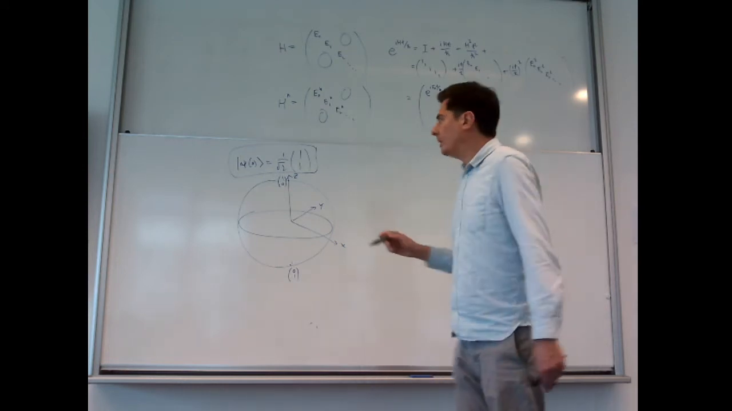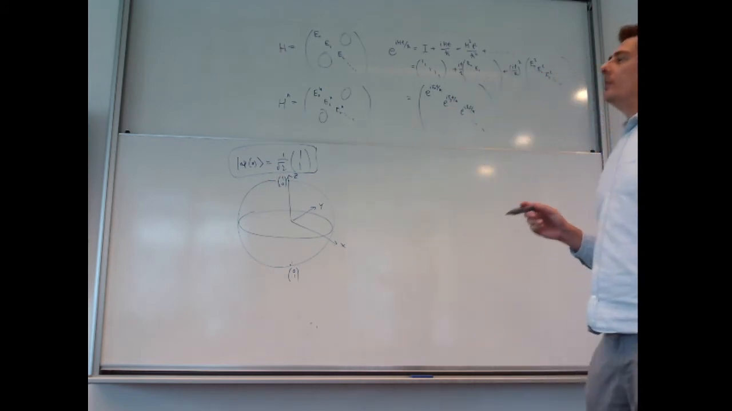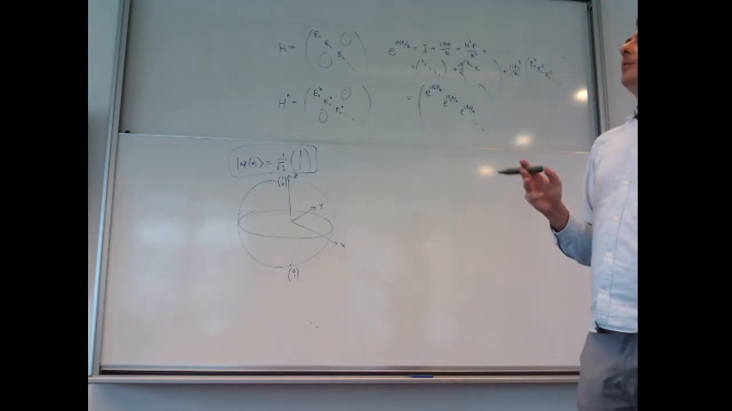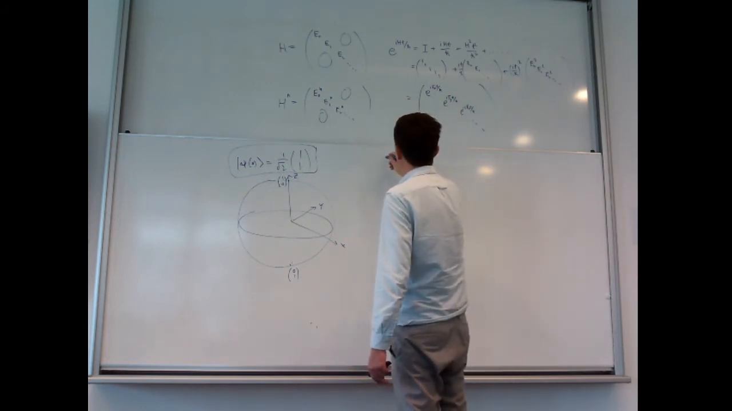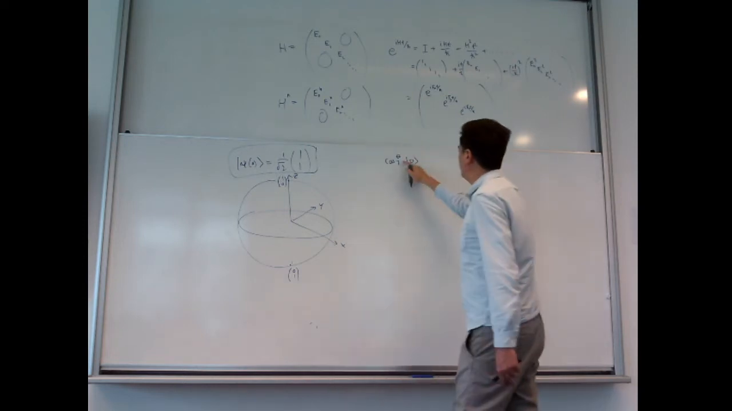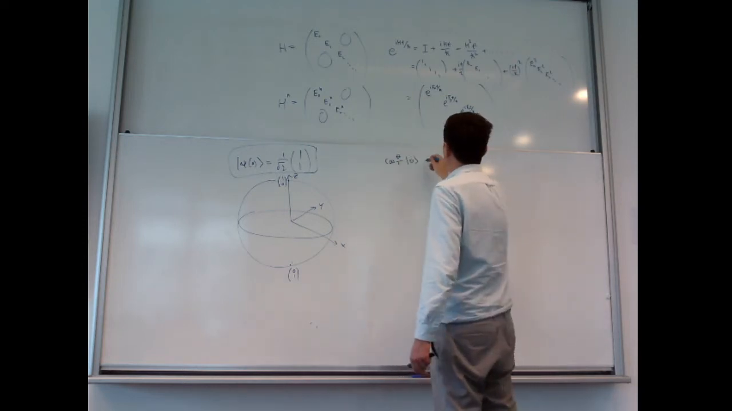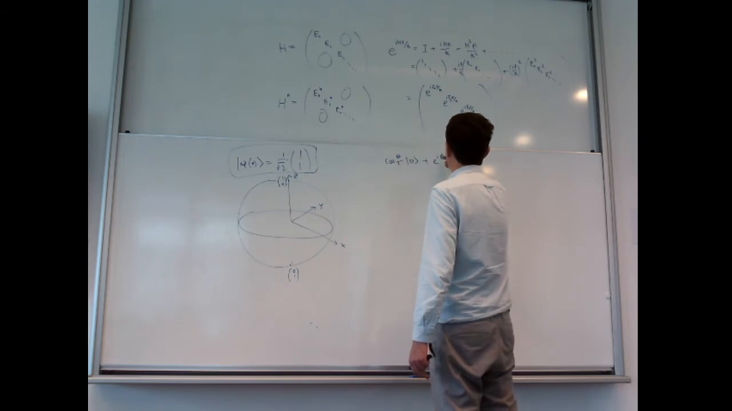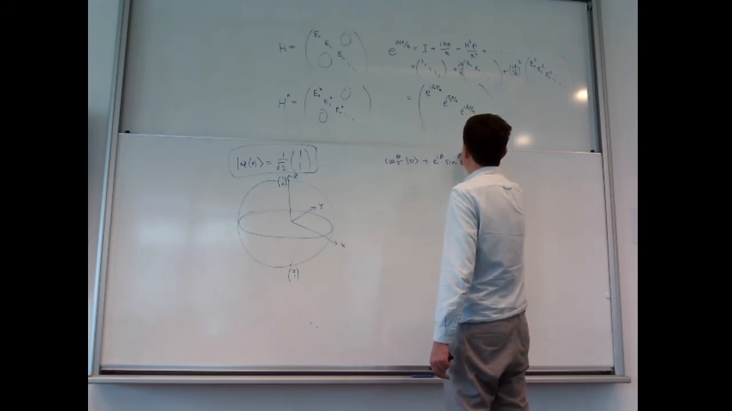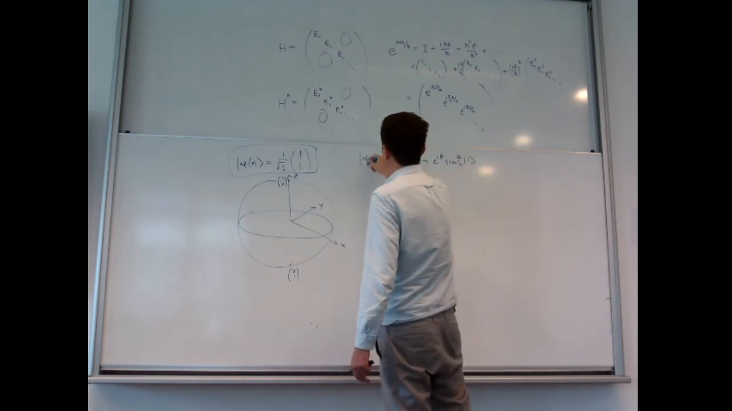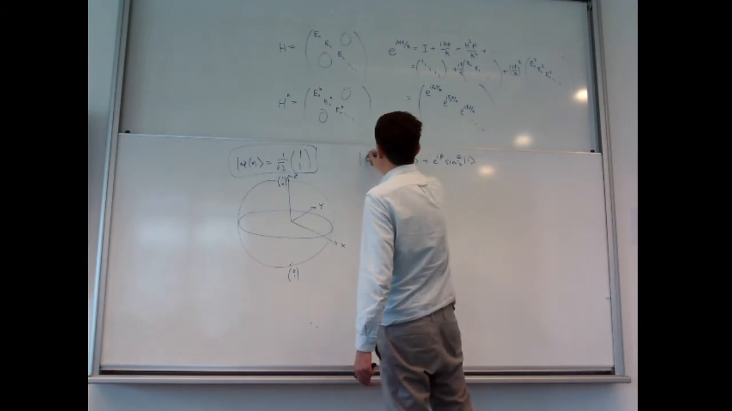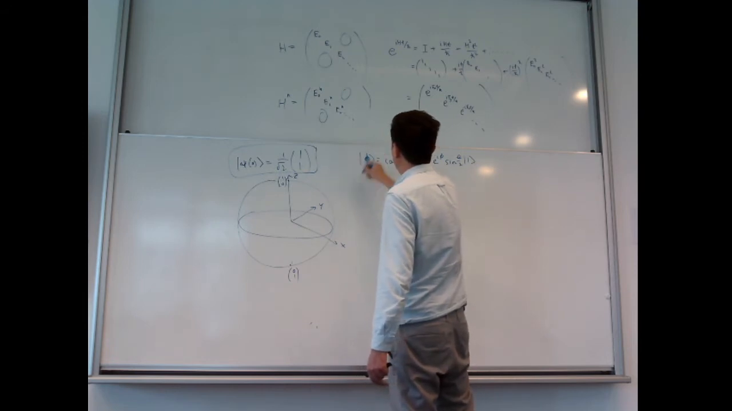So remember, the reason why we have the Bloch sphere is because, let's say I have an arbitrary state like this: cosine theta over 2, plus i e to the i phi times sine theta over 2, right? Here's my state, okay, I'll call it psi.